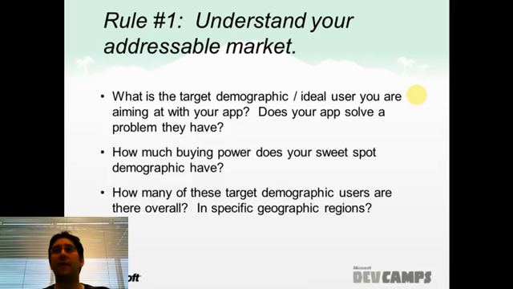So, the first rule is around the addressable market. So again, this goes around saying, okay, who is your target user? But it's also not just a target user, it's demographic, right? Does your app solve a problem that your target users might have? The answer may be no, in which case you probably should think about what your target audience is, or address some of the functionality that your application currently has, so that you can address problems that you're trying to solve for your user's audience and stuff like that.